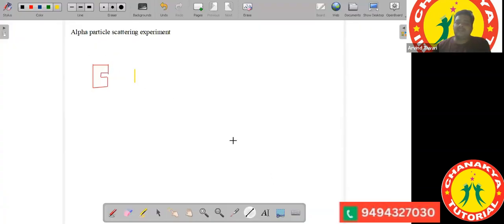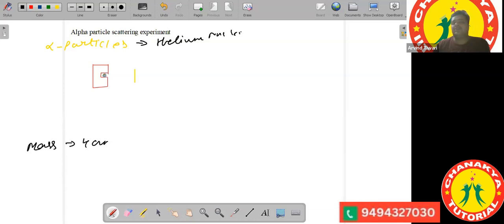So in the alpha particle scattering experiment, basically here was a source of alpha particles. Suppose here was a source kept which was bismuth, and from this alpha particles were scattered out. So alpha particles are represented like this. When I say alpha particle, it was a helium nucleus, and it has a mass of 4 AMU, as we had discussed, and it has a charge of +2.